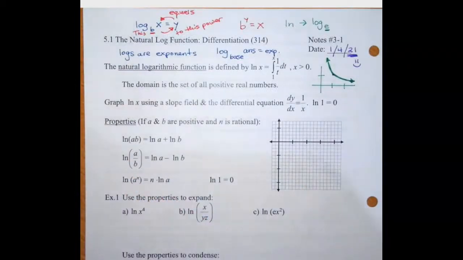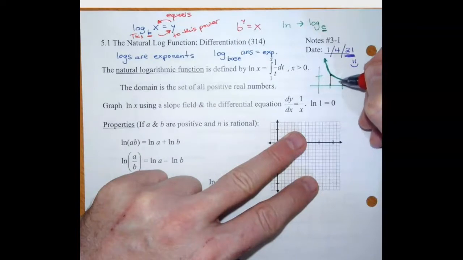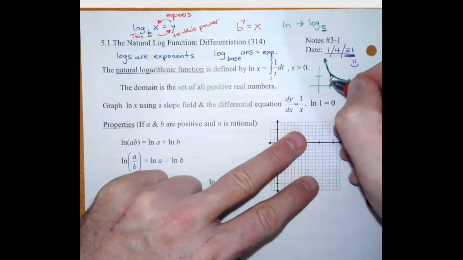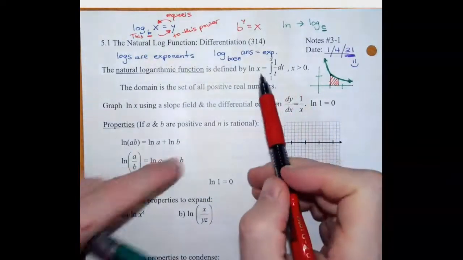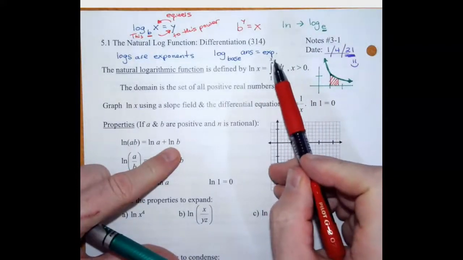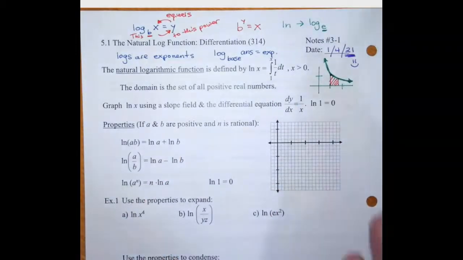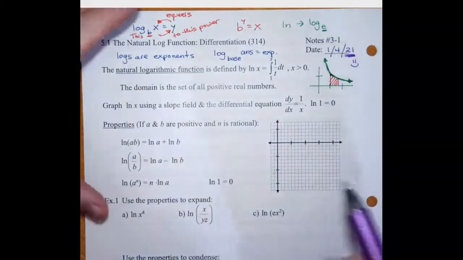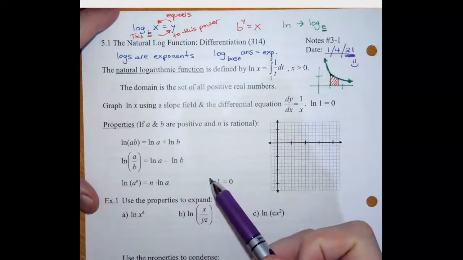And if we take that from 1 to x, whatever x is going to be, so the natural log of x is equal to the integral from 1 to x of 1 over t. So you don't really need to know that. It's not going to come into play, but that's what it is. The domain of the natural log is the set of all positive real numbers.